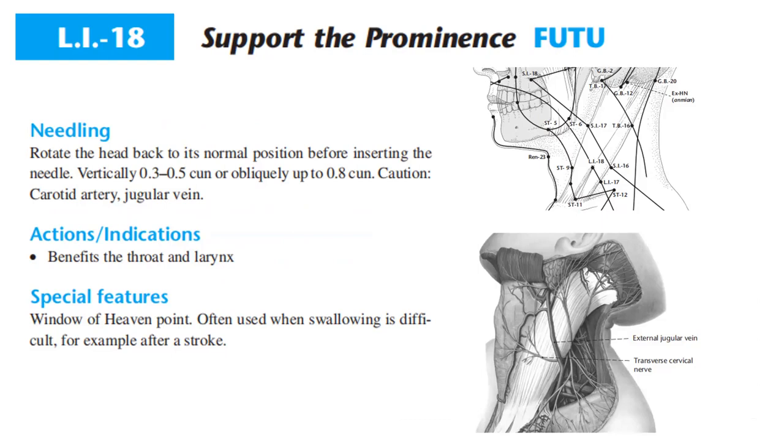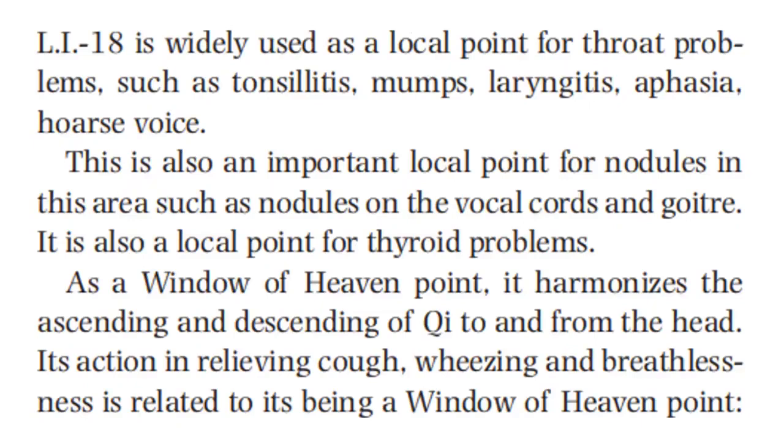Special features: LI18 is a window of heaven point, often used when swallowing is difficult, for example after a stroke. LI18 is widely used as a local point for throat problems such as tonsillitis, mumps, laryngitis, aphasia, and hoarse voice. This is also an important local point for nodules in these areas, such as nodules on the vocal cords and goiter. It is also a local point for thyroid problems.